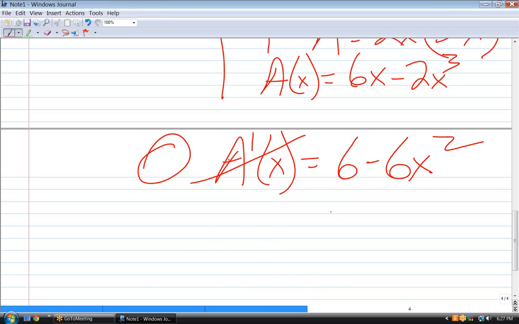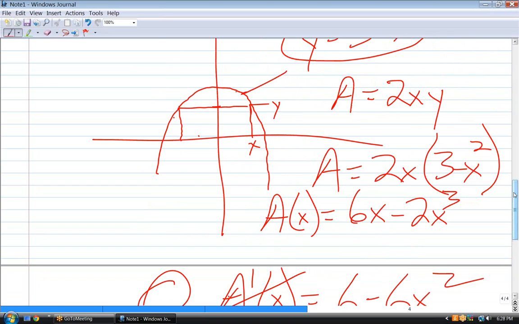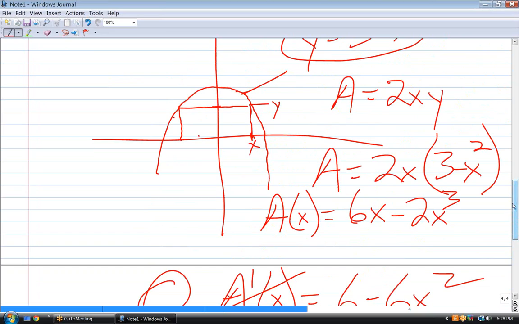Okay, well, let's solve it first of all. So we get x squared equals 1. x equals plus or minus 1. So x equals 1 is the answer. In other words, the minus 1 doesn't make sense. We're dealing with dimensions here. Even though you might think that the minus 1 would be over here, that's not really what's going on. We came up with two solutions, and it's the x equals plus 1 that gives us the maximum area under that curve.